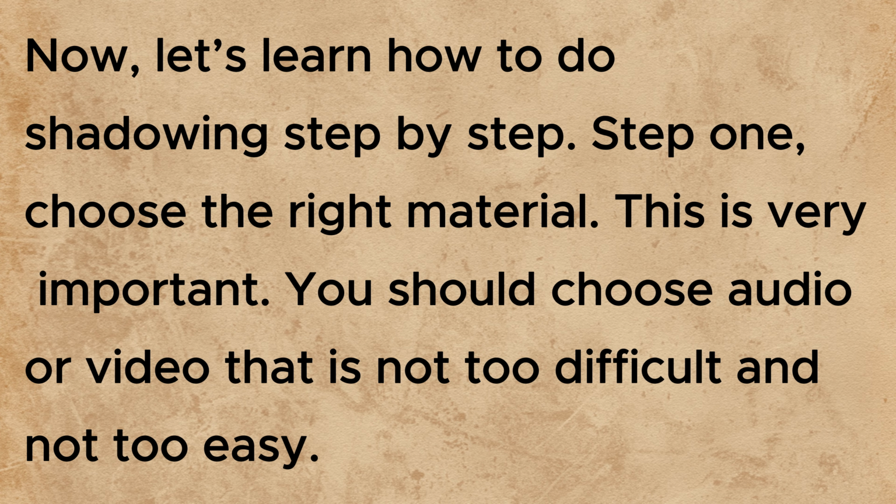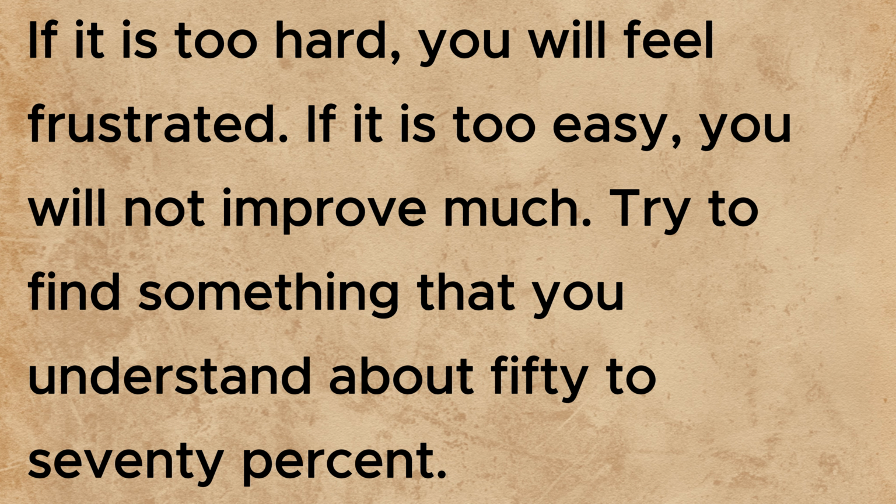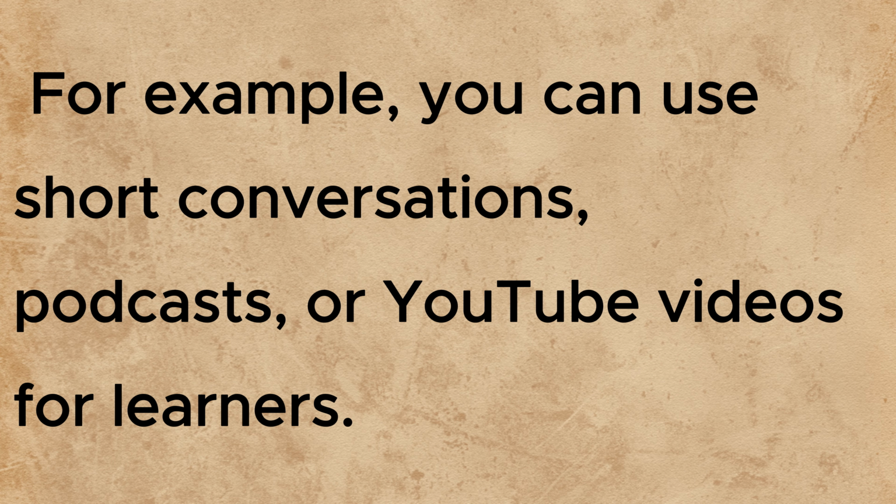Now, let's learn how to do shadowing step by step. Step 1, choose the right material. This is very important. You should choose audio or video that is not too difficult and not too easy. If it is too hard, you will feel frustrated. If it is too easy, you will not improve much. Try to find something that you understand about 50 to 70%. For example, you can use short conversations, podcasts, or YouTube videos for learners.